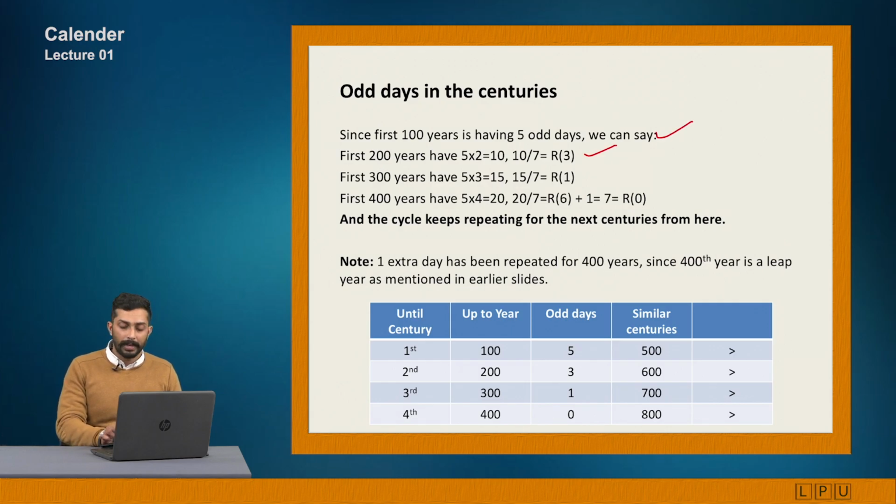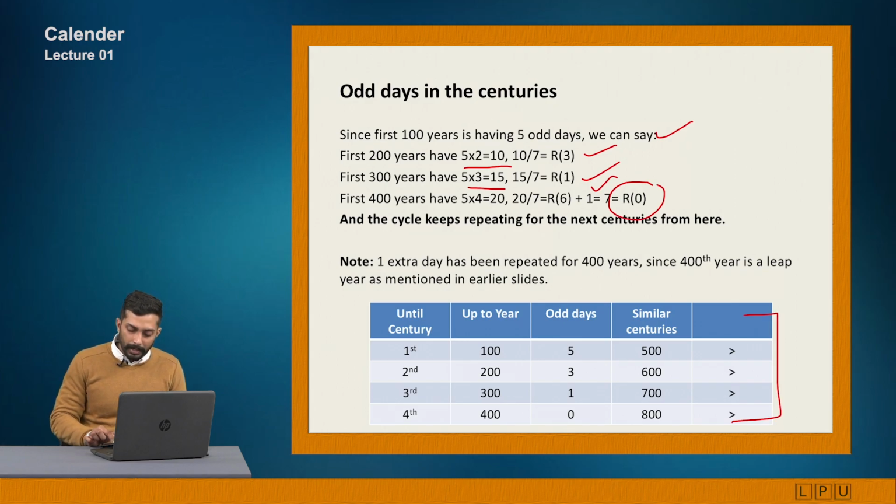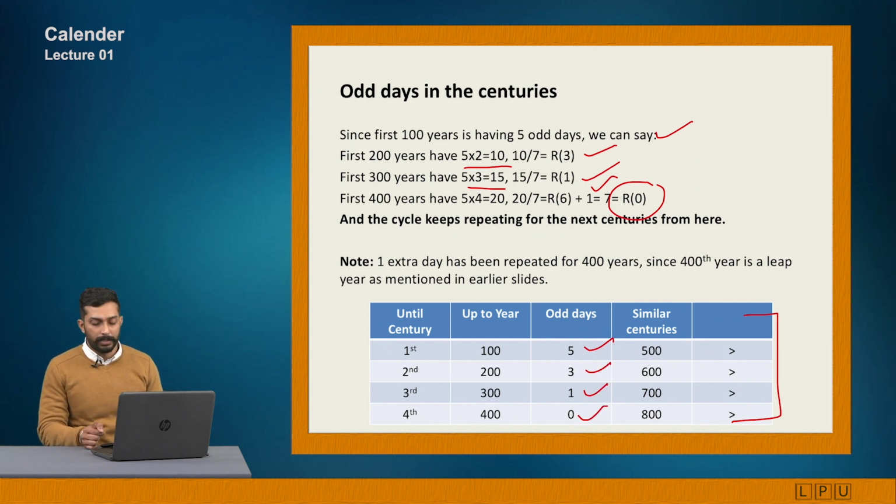In 100 years we can say 5. Then for 200 we have 10, divided by 7, which gives 3. Then for 300, 5 into 3 is 15, so 1 odd day here. For 400 years the remainder is 0, because we know that 1 extra day is added, as we did in the last slide. Similarly, we can get the answer from this: first century 5, then 3, 1, 0. So 300 years will have 1 odd day, and 200 years will have 3 odd days. According to this, we will apply this in the questions.